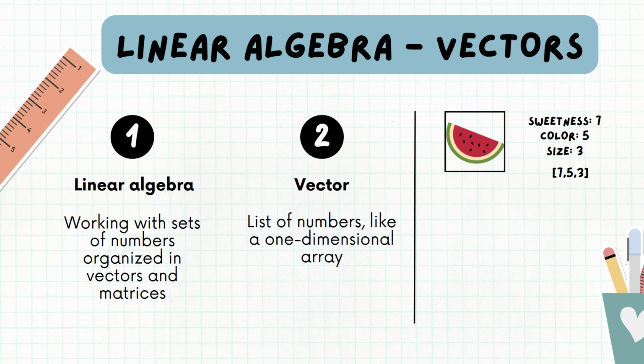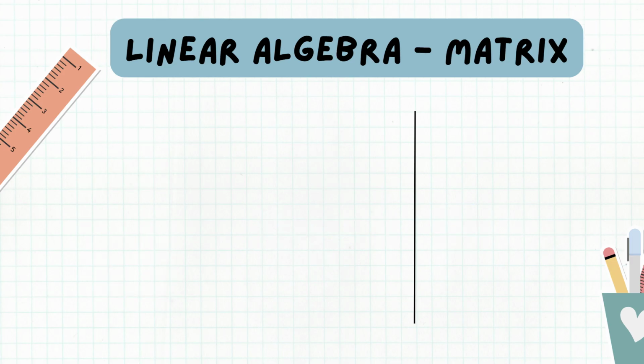In AI, we use vectors to represent all kinds of data. An image becomes a long vector of pixel values. A sentence becomes a vector of word scores. You don't need to know all the math behind it now. Just remember, a vector is a way to turn real things like text or images into numbers we can calculate with. Next up is matrices.